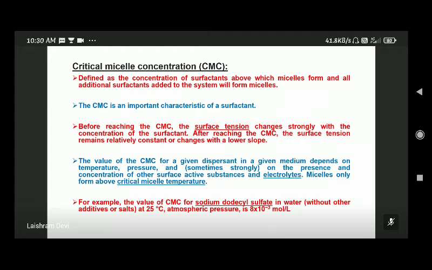Yes, ma'am. So the CMC is a very important characteristic or property of a surfactant. ठीक है? So higher the CMC, the better is the detergent, you can say.